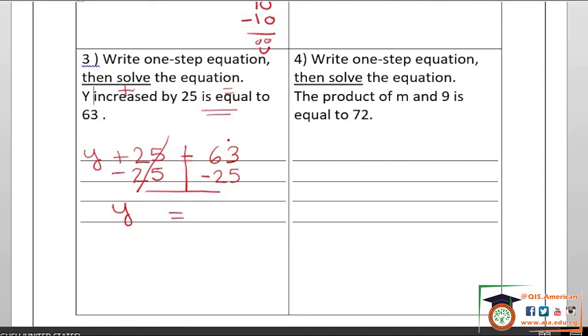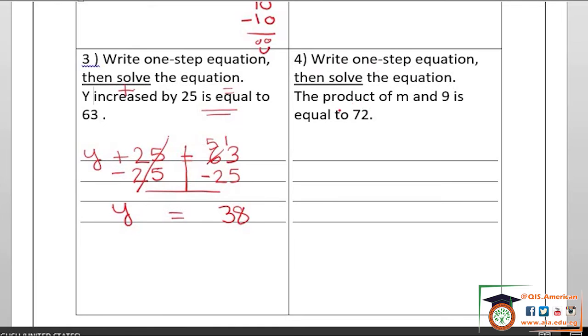Drop down the equal sign. Then we need to subtract. 3 minus 5 I cannot subtract, so I need to what? Borrow from the 6. So this will be 5 and this will be 13. 13 minus 5 equals what? 8. 5 minus 2 equals what? 3. So y equals 38.